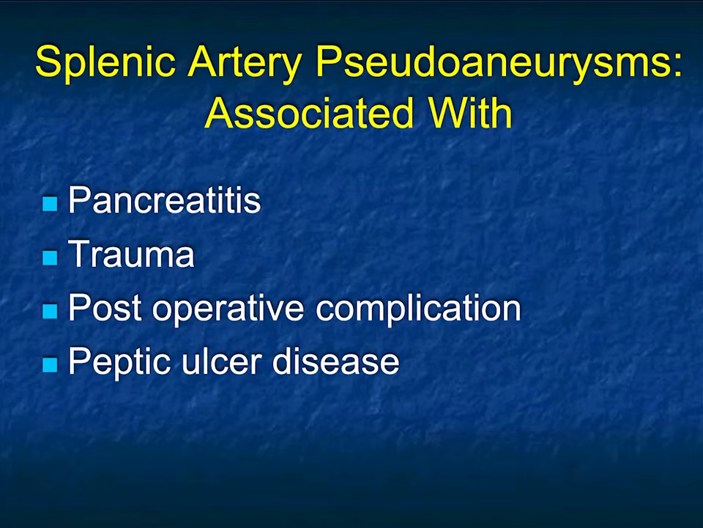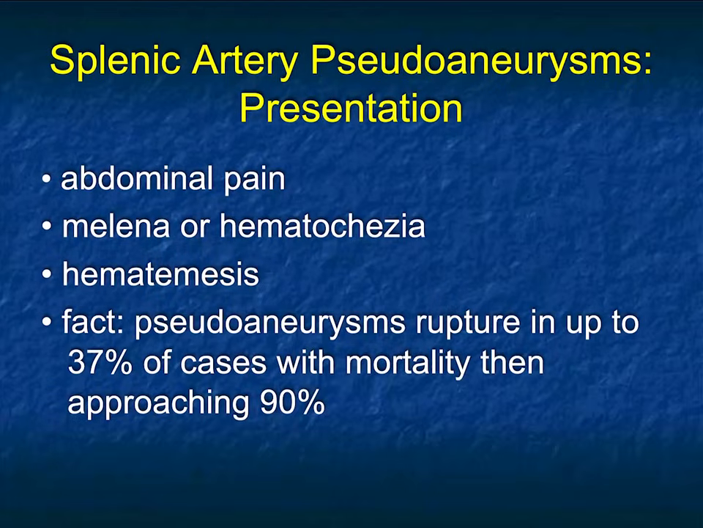Pseudoaneurysms are more common with other inflammatory things: trauma, post-op complications, peptic ulcer disease. But number one on the list to me is pancreatitis. Splenic artery pseudoaneurysms occur in pancreatitis, not the first episode, but in patients who have repeated episodes of pancreatitis, where the pancreatic fluid erodes the vessels and causes pseudoaneurysm. Presentations from abdominal pain to melena.